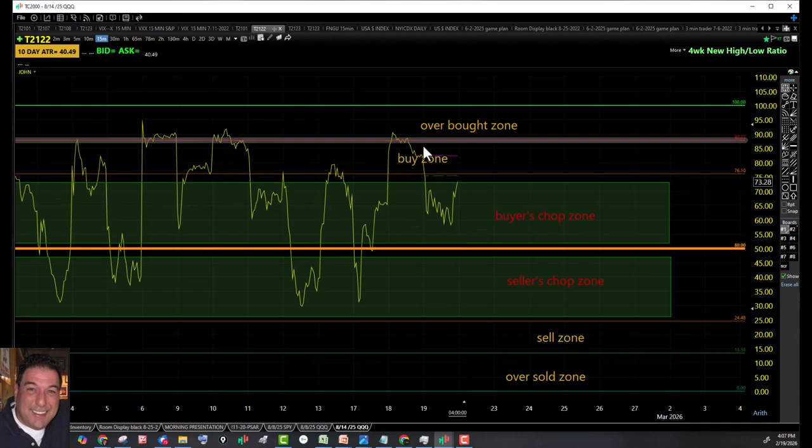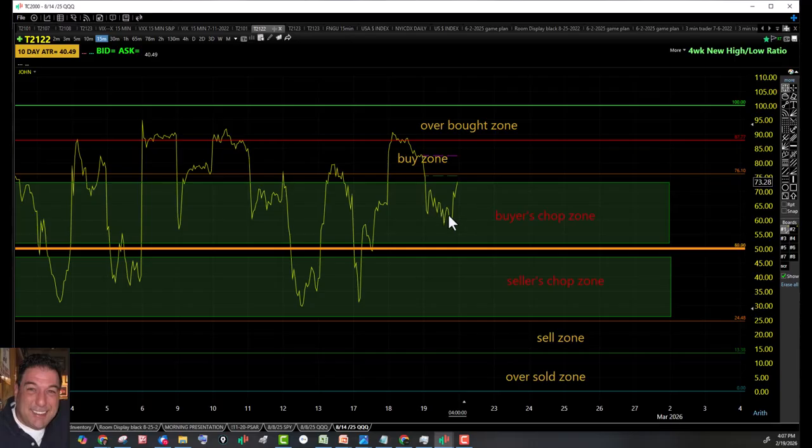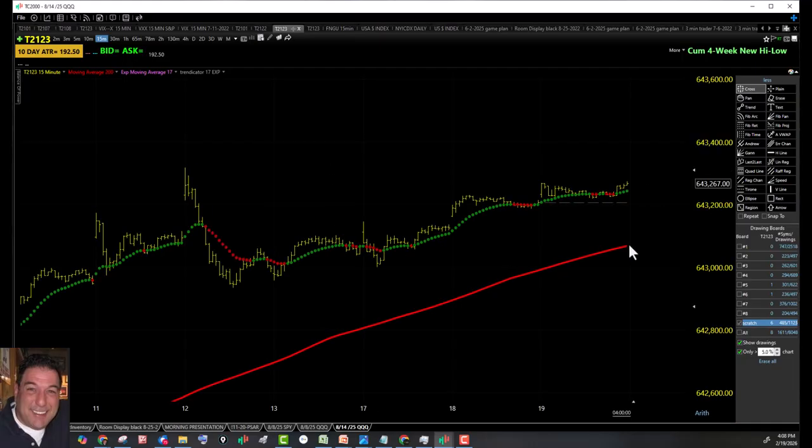So we fell out of the buy zone and we spent the whole day in the buyer's chop zone, making a higher low. Okay, so I'll take it. It's not bad. Could be down here in the sell zone. It's not going to change, but it's not bad. I do like the higher high, and I do like the higher low. Maybe we can get back up here sometime tomorrow. We'll see. T2122.